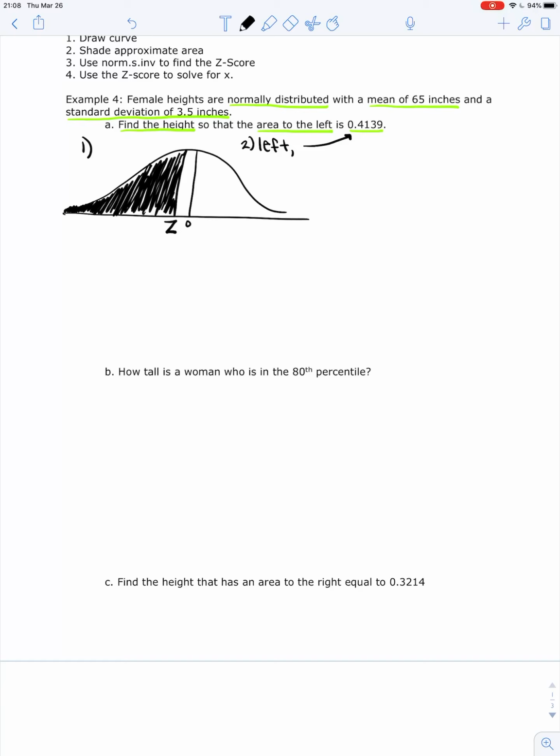And I don't know what that z-score is right now. I need to go find it. So that's how I think about where I'm shading when I'm looking at these problems. If I know the area to the left, I'm going to start on the far left and shade until I've shaded about 41% of my curve, because the area is equal to 0.4139. If we had the area to the right, then I would have started on the right-hand side of the curve and shaded until I got to about 41% of the curve shaded.